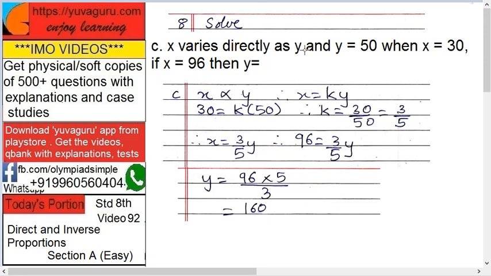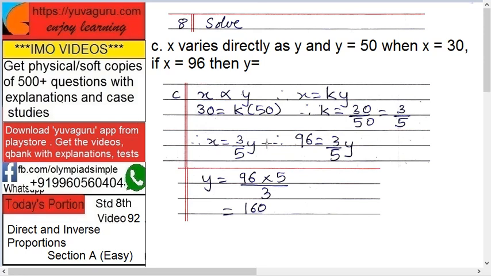Next, x varies directly as y. Y equals 50 when x equals 30. Then if x equals 96, then y equals what? Same problem, x directly proportional to y. So x equals ky, k constant. Now the values are given, y 50, x 30. So 30 equals k into 50. So k equals, bring 50 on the other side, 30 by 50, 3 by 5.